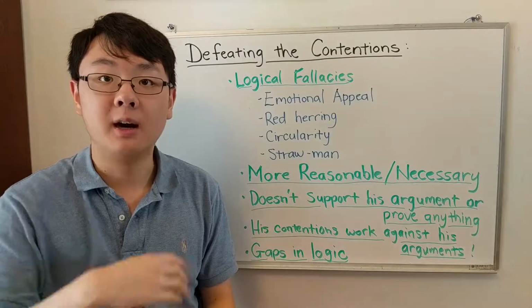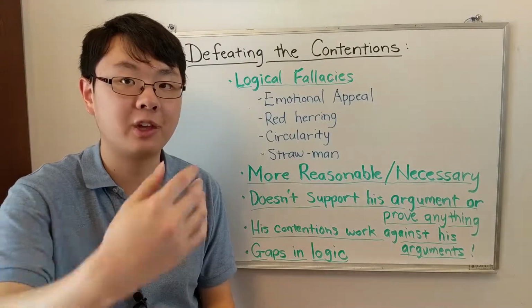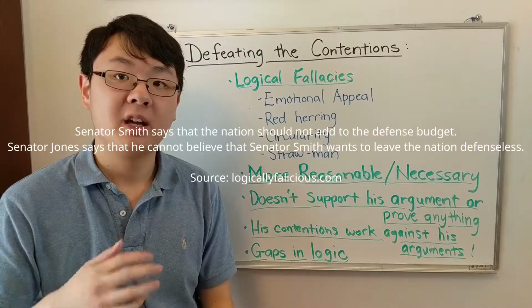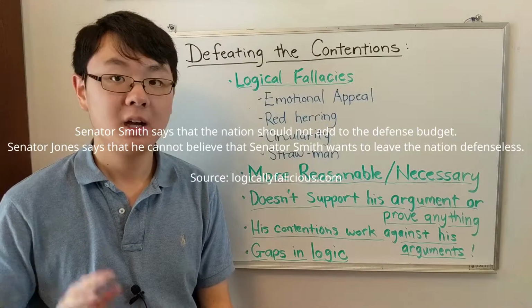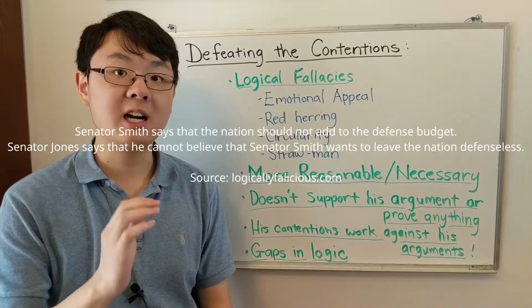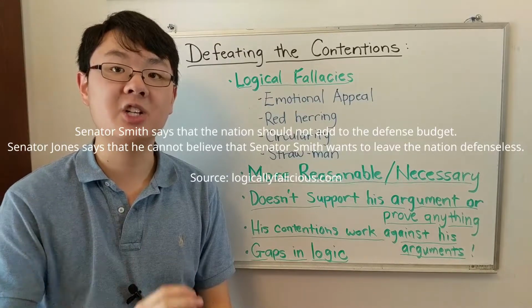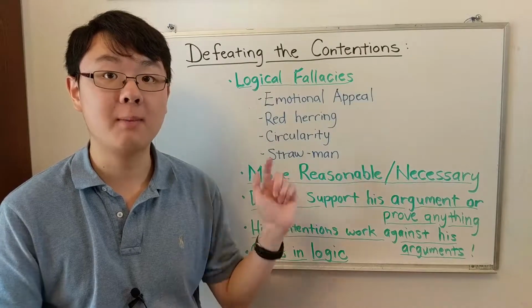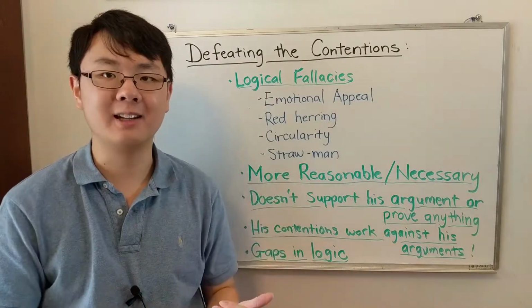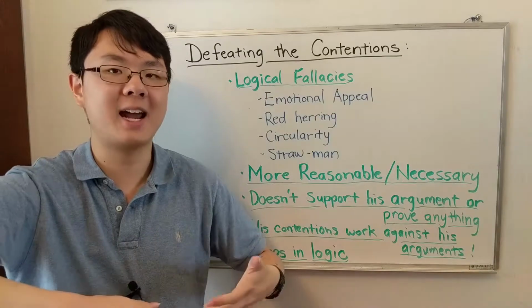So for example, according to logicallyfallacious.com, this is the example they have. Senator Smith says that the nation should not add to the defense budget. Senator Jones says that he cannot believe that Senator Smith wants to leave the nation defenseless. Senator Jones just committed the logical fallacy of the straw man. Senator Smith didn't say he wanted to leave the nation defenseless. He just said we shouldn't add to the defense budget.